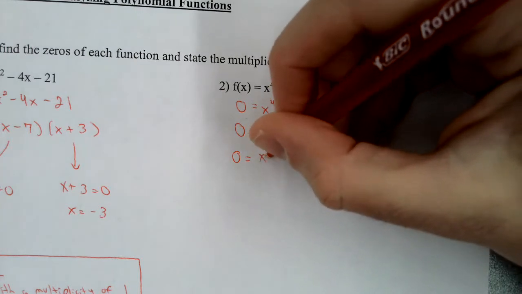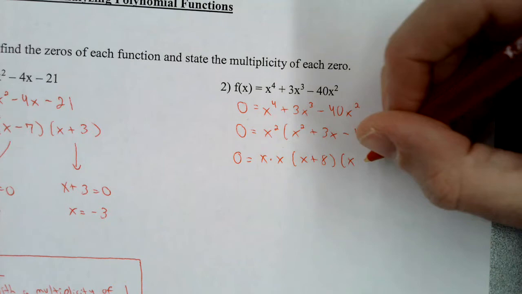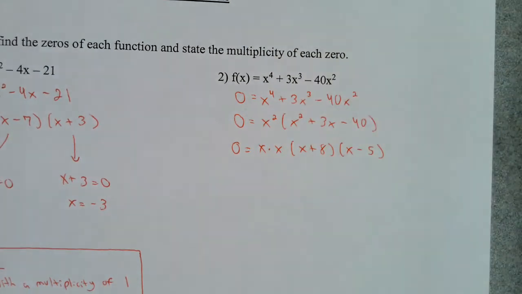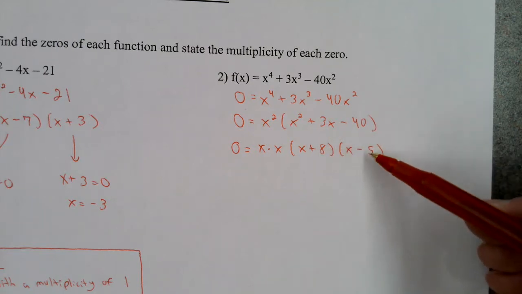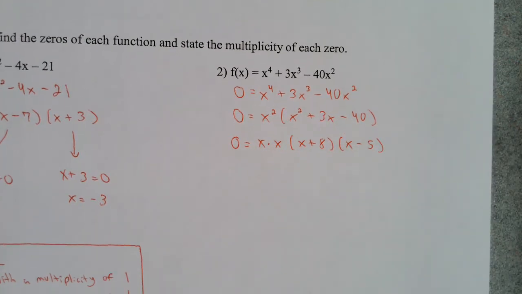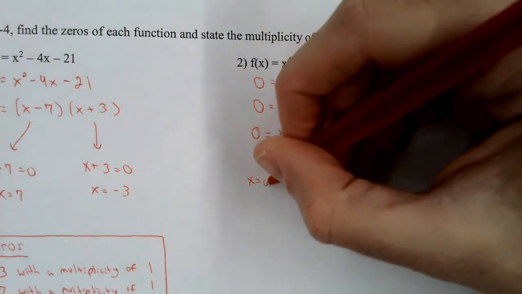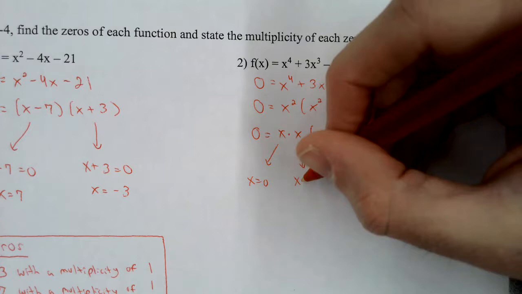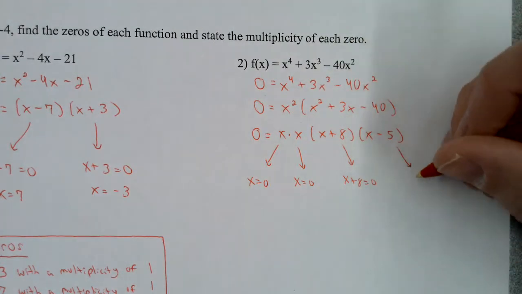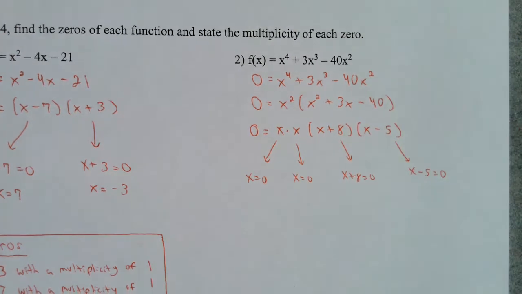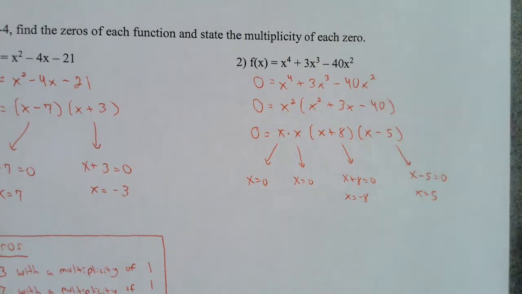Let me write this x squared as x times x. That way you don't forget anything. 8 times negative 5 is negative 40. 8 plus negative 5 is 3. Now let's set each factor equal to 0. X equals 0, that one's done. X equals 0, that one's done. X plus 8 equals 0. X minus 5 equals 0. That's going to give you x equals negative 8, and then x equals 5.